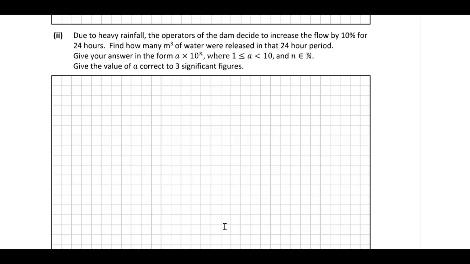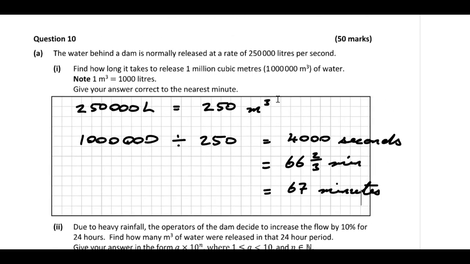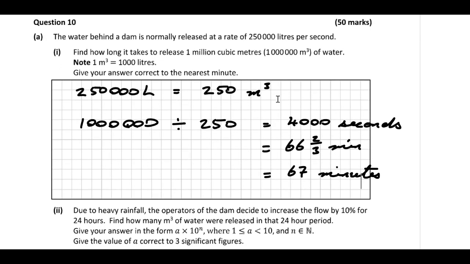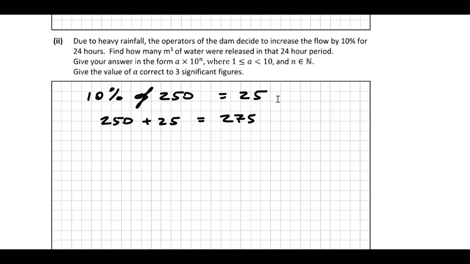So they're going to increase the flow by 10% for 24 hours. So the current flow rate is 250 meters per second. We want to increase that by 10%. So you've got to get 10% of 250, which is 25. So we want to increase that. So you've got to take your 250, add 25. So that's 275 cubic meters per second. That's the new flow rate, if you like.